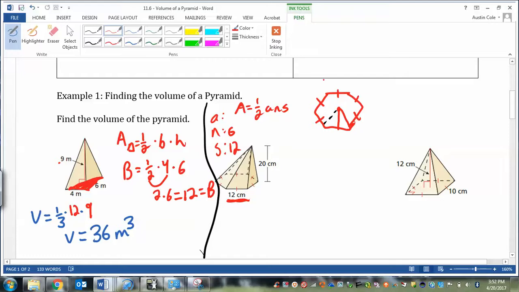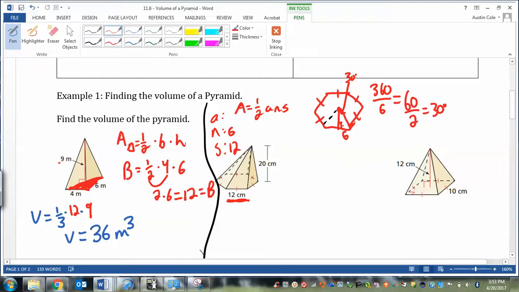Now remember, to find the whole central angle, we take 360 and divide by our number of sides. That's 6. 360 divided by 6 is 60. We only want half of it, so we're going to divide that by 2 again. That's going to give us 30 degrees. So this angle up here is 30 degrees. We know the side length. Since this is a perpendicular bisector, this has to be 6, 12 divided by 2.